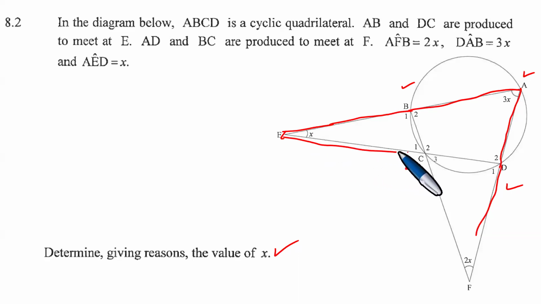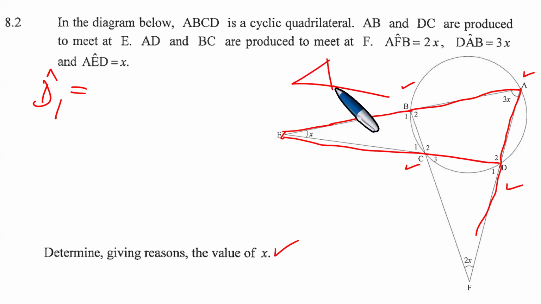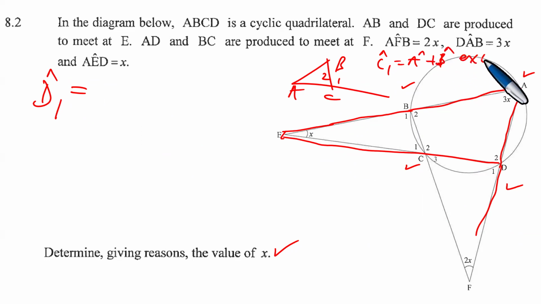We know from grade 10 that if you have a triangle with angles A and B and an exterior angle C1, then C1 is angle A plus angle B. This is the exterior angle of a triangle, which is equal to the sum of the interior opposite angles. So C1 is equal to A plus B.